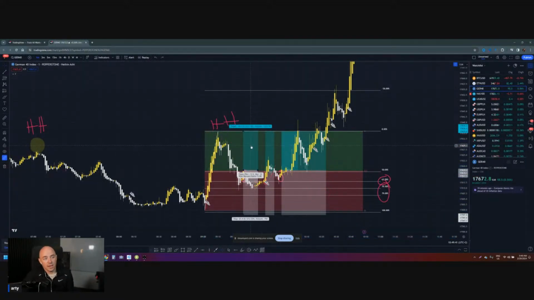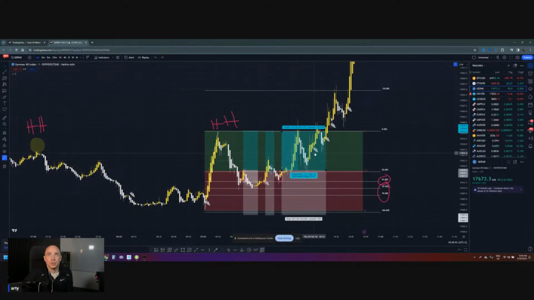So for this one, it gave me a 0.8 risk to reward, a 1 to 1, and a 0.8. All 3 won. So you almost made, I don't know, 2.6%. Freaking awesome. Freaking awesome, guys.